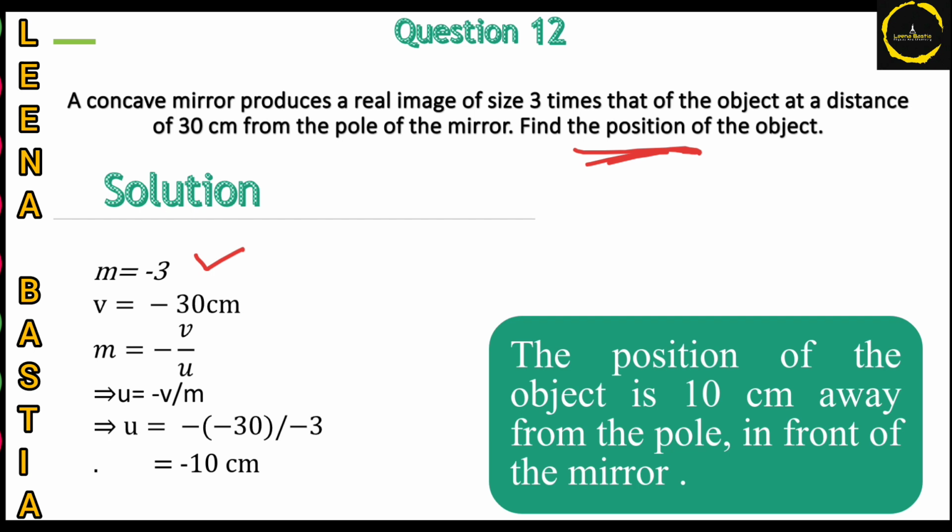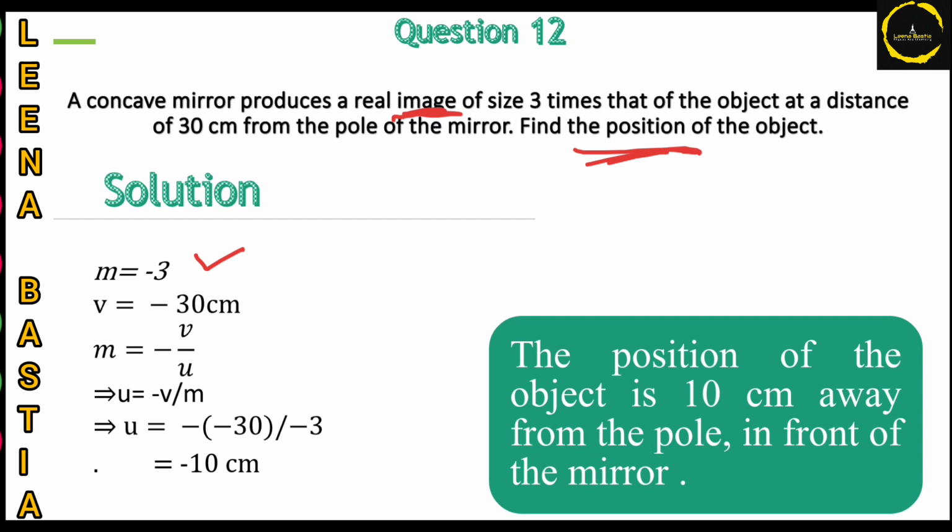Okay, it is asking: a concave mirror produces a real image of size 3 times that of the object at a distance of 30 centimeter. Children, try to read this again and again. You will understand that it is talking about the image distance. The image is 30 centimeter from the pole of the mirror.